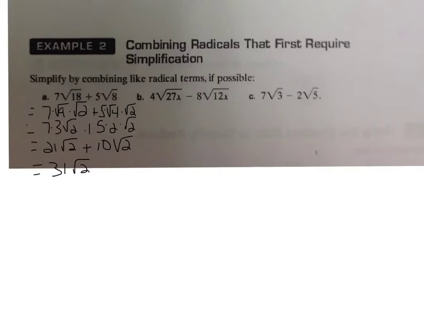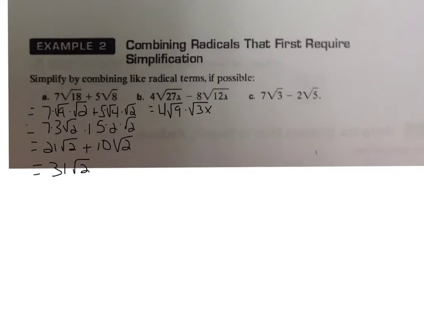Let's look at B. You've got 27x and 12x that we're going to have to simplify under the square root. So if we start off with 4, 27 is 9 times 3, and the square root of 9 we can take. So it would be 4 times the square root of 9 times the square root of 3, and I'm going to put the x with the 3.